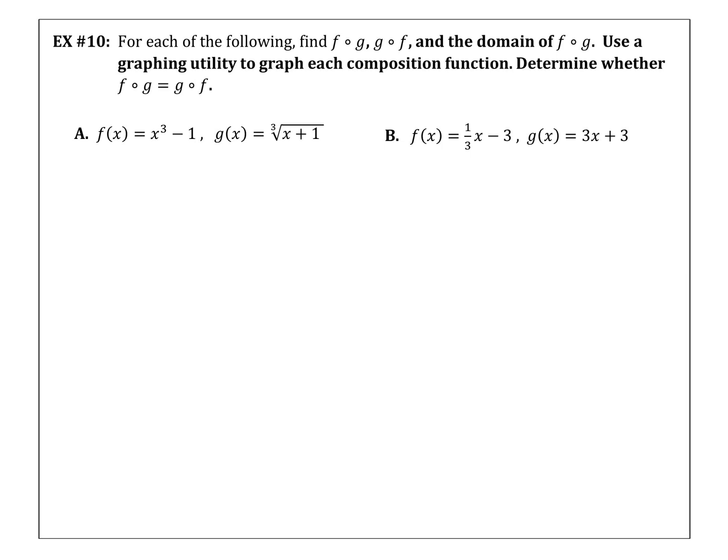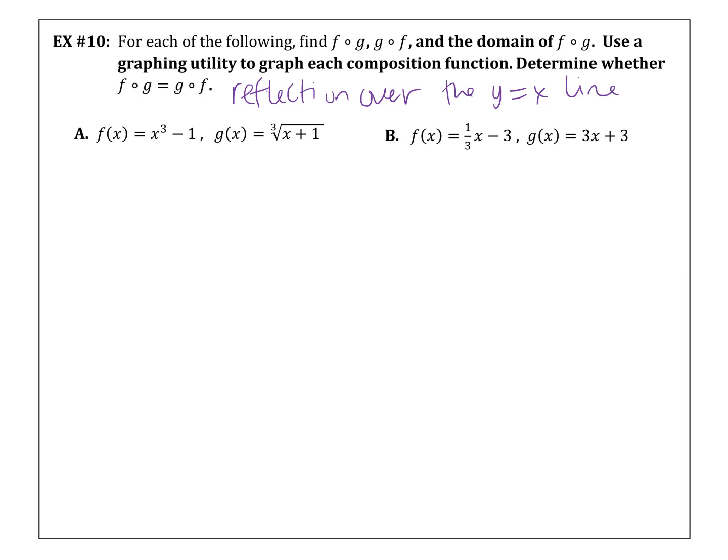So now we have f composed of g, g composed of f, and the domain of f composed of g. Use a graphing utility to graph each composition function and determine whether f composed of g equals g composed of f. When we are graphing, I can't open the graph right now, but if you were to graph, you would be seeing if it's a reflection over the y equals x line.